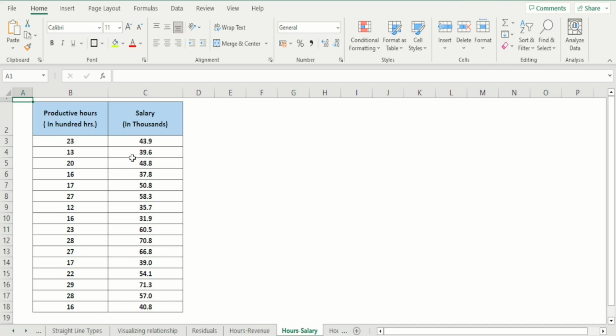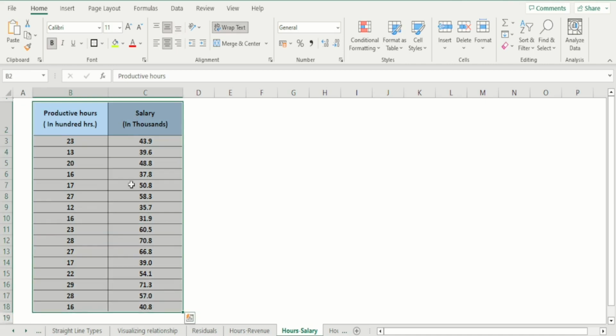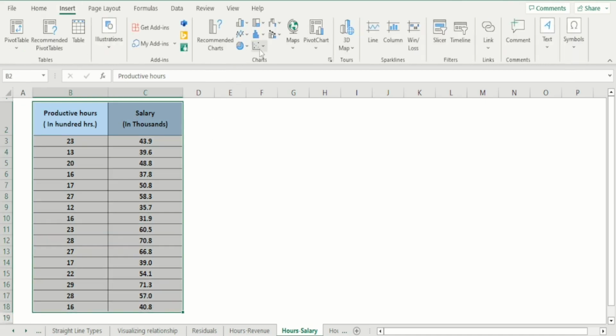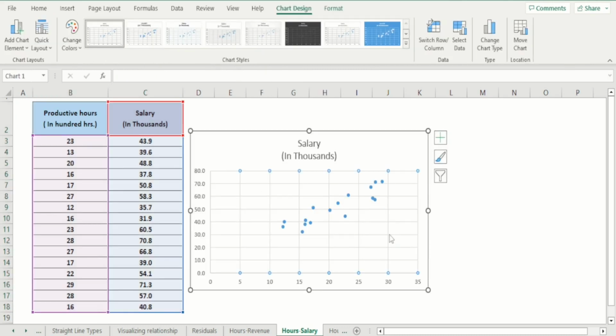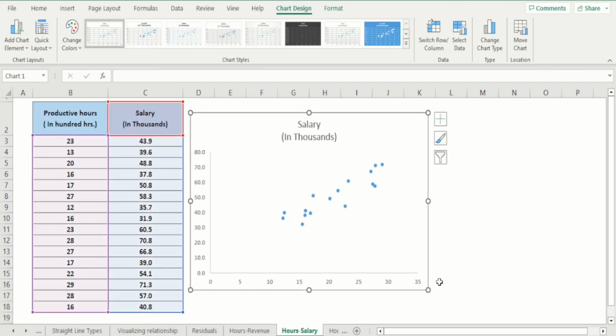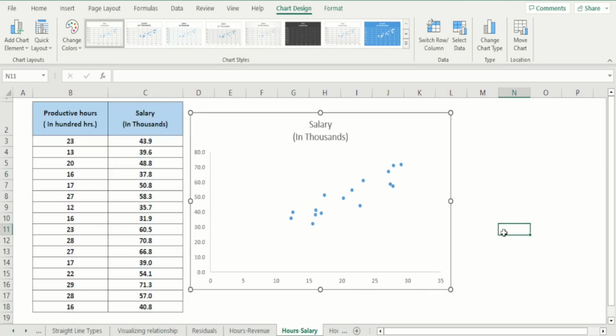So let's say we want to create a model where, given this data, we want to estimate that for X number of productive hours, what would be the approximate paycheck or salary that would have to be paid out. So let's select this data and go to the option for scatter plot. Within this, let's select the scatter plot, and there we are. We have the scatter plot. Let's remove the grid lines here, and you can see that the data is quite well spread out.